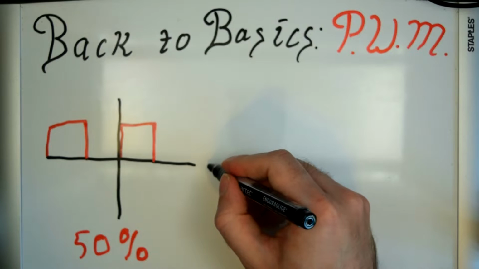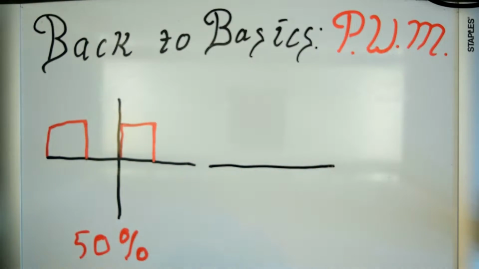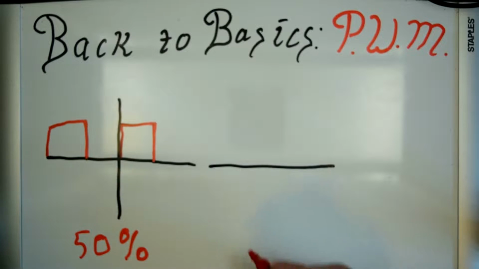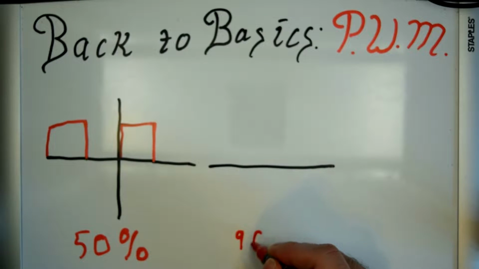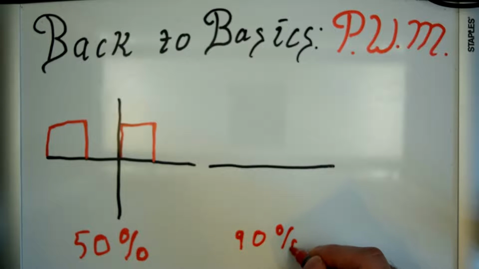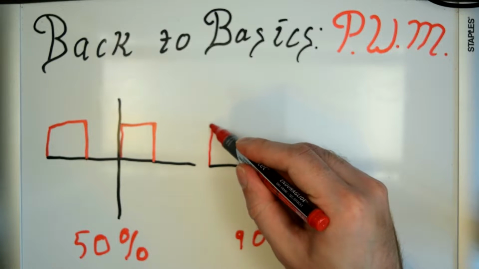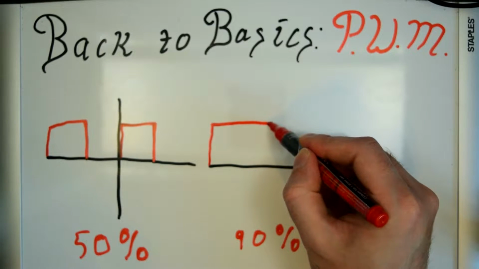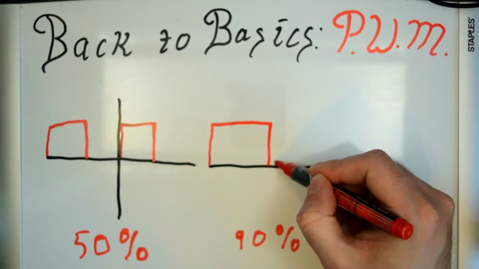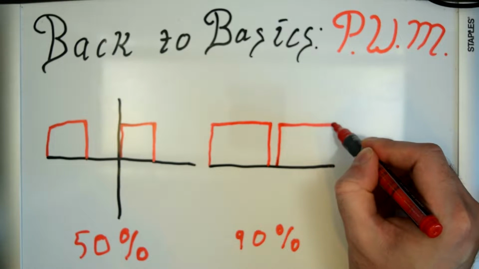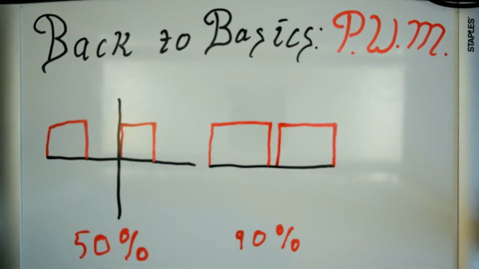So let's say we're looking, I don't need the y-axis, I don't know why I'm drawing that. Let's say 90%. Oh, my dry erase is doing that thing where it leaks. There we go. So a 90% pulse width modulated signal is going to be on 90% of the time and off 10% of the time.